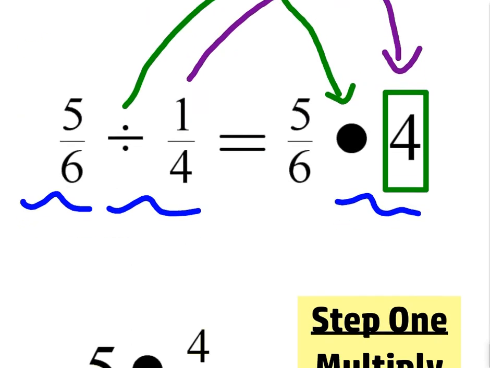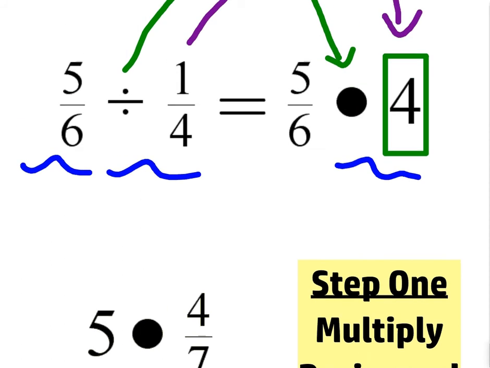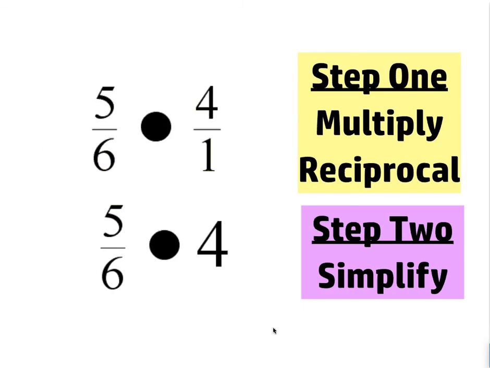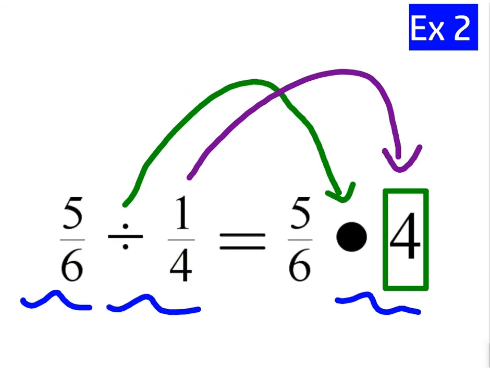And that is a misprint, so we'll change that. Okay, so we had 5 over 6 times 4 over 1, which gives you 5 over 6 times 4, and that's what goes inside the box.